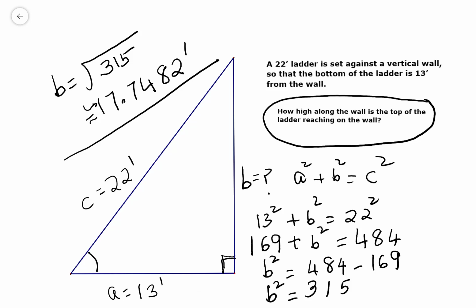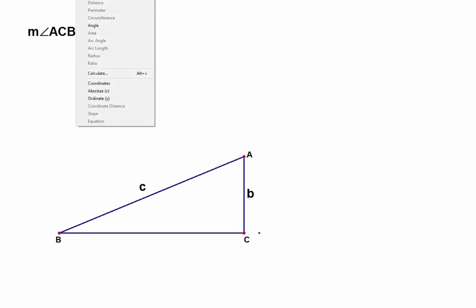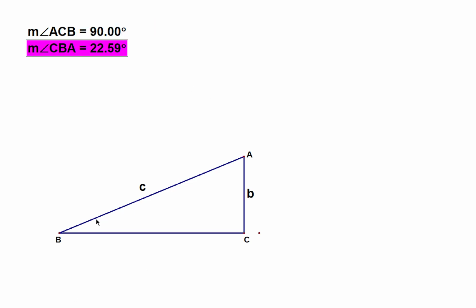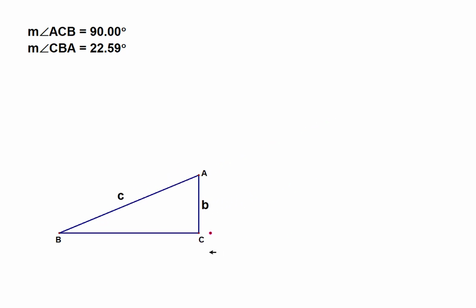Okay, now let's go ahead and define functions for given angles of a right triangle. What I mean is this. Say we have this right triangle. As you can see, the measure of the angle ACB is 90 degrees. And let's look at the measure of this angle CAB. That's about 22.59 degrees.